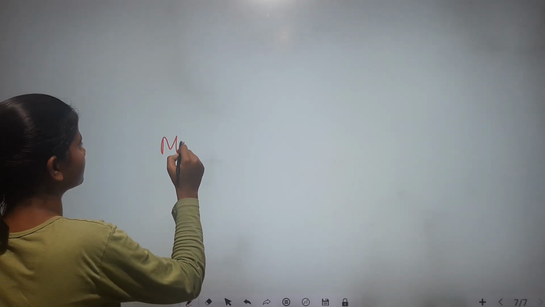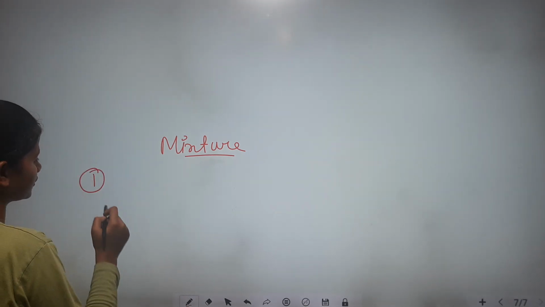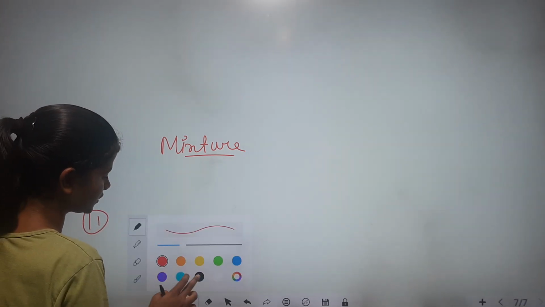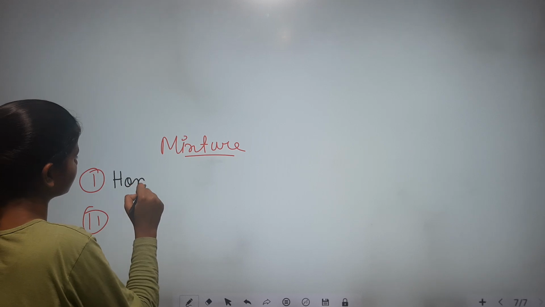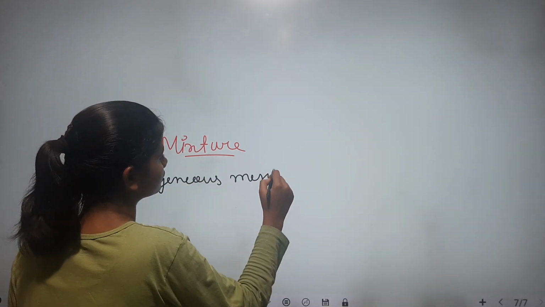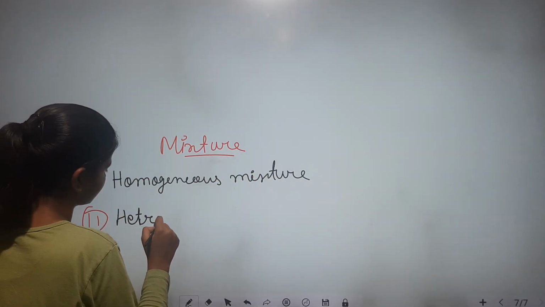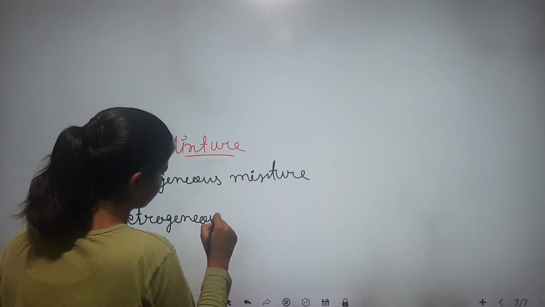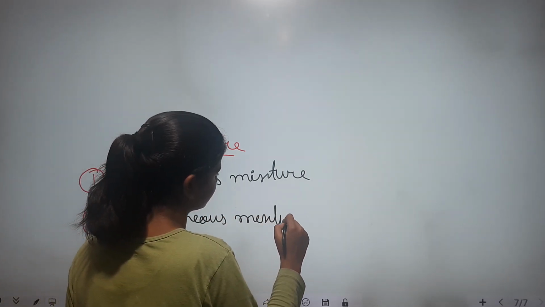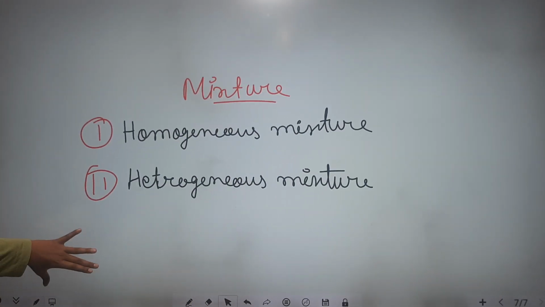We all know there are two kinds of mixture. First one is homogeneous mixture, and second one is heterogeneous mixture. Okay. So first of all, let's talk about the homogeneous mixture.